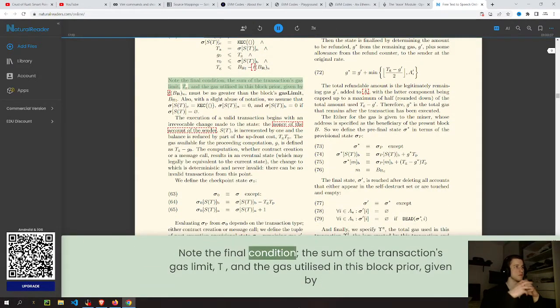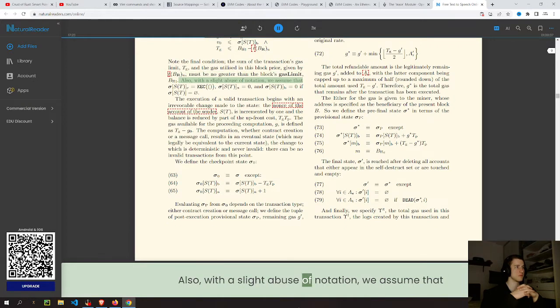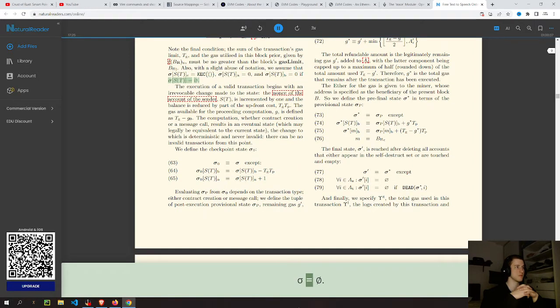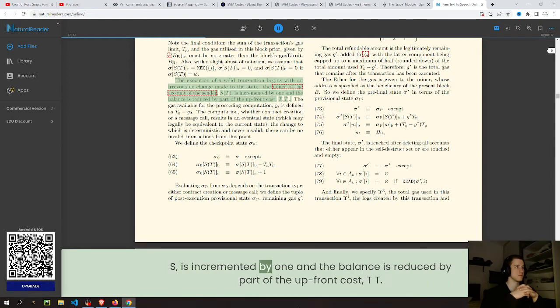Note the final condition: the sum of the transaction's gas limit, T_g, and the gas utilized in this block prior, given by ℓ(B_R)_u, must be no greater than the block's gas limit, B_Hl. Also, with a slight abuse of notation, we assume that σ[a]_c = KEC(()), σ[a]_n = 0, and σ[a]_b = 0 if σ[a] = ∅. The execution of a valid transaction begins with an irrevocable change made to the state. The nonce of the account of the sender, S(T), is incremented by 1 and the balance is reduced by part of the upfront cost, T_g T_p.